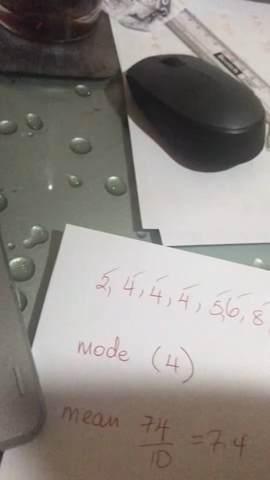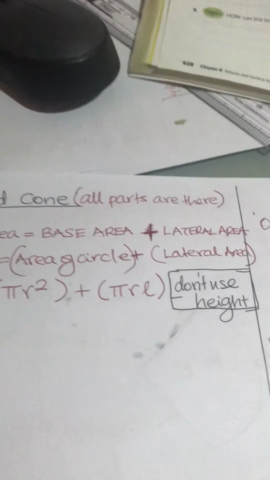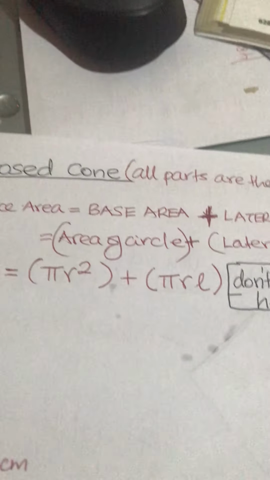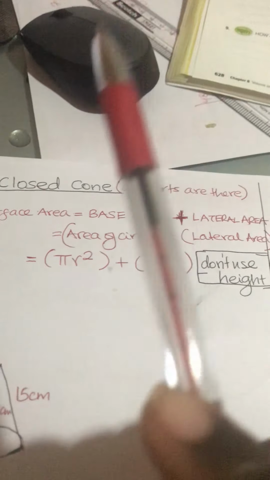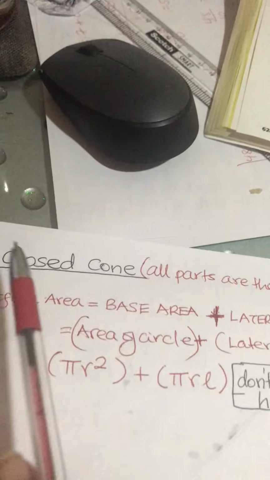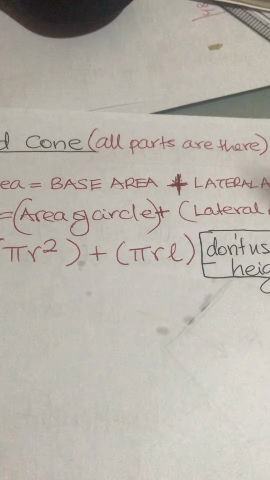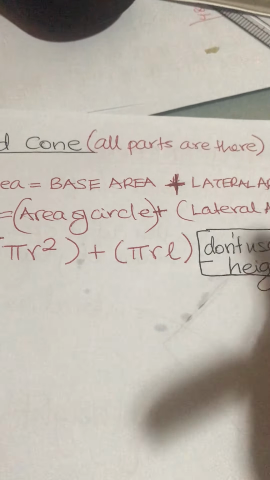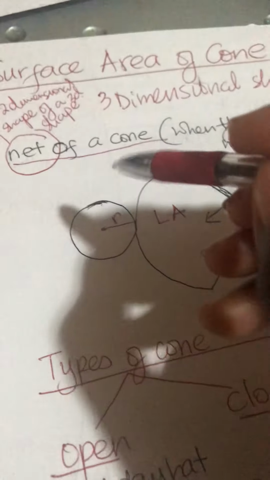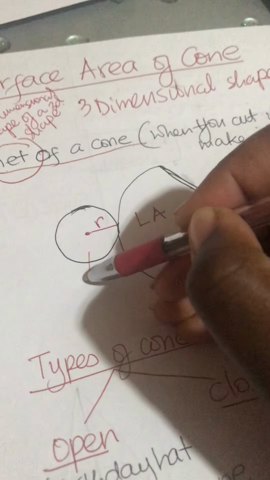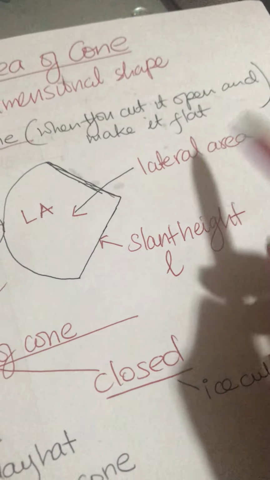Alright, we continue. So we've said we have 2 types of cones. One that is closed and one that is open. So let us do the closed one first. When you have a closed cone, all parts are there. That means nothing is missing. You must do all the parts. And how many parts will you do? 2 parts. You will do the base area. So this is the base. And you will do the lateral area.